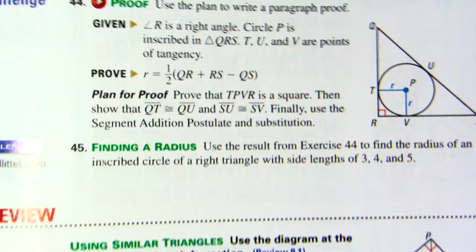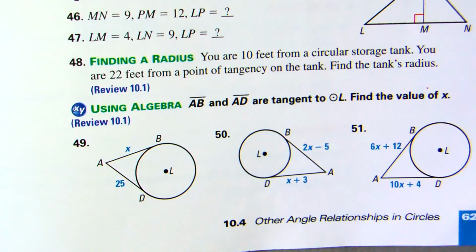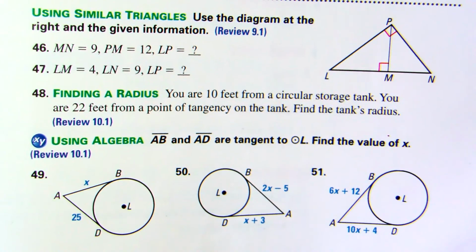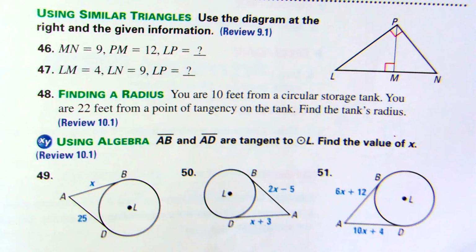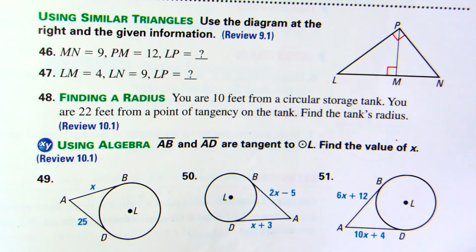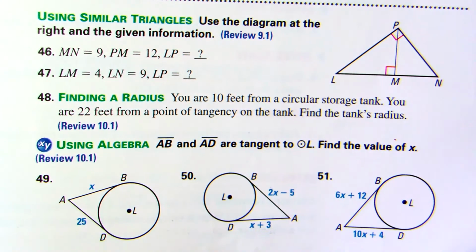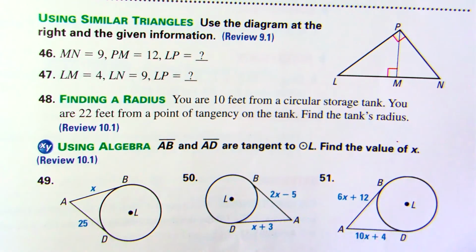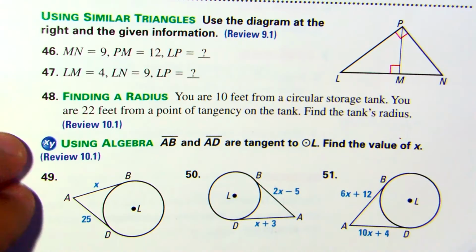A good mixed review would be down at the bottom of page 627. Looking at problems such as 49, 50, and 51, since those lines are tangent to the circle from the same exterior point, then they are congruent, so set them equal.